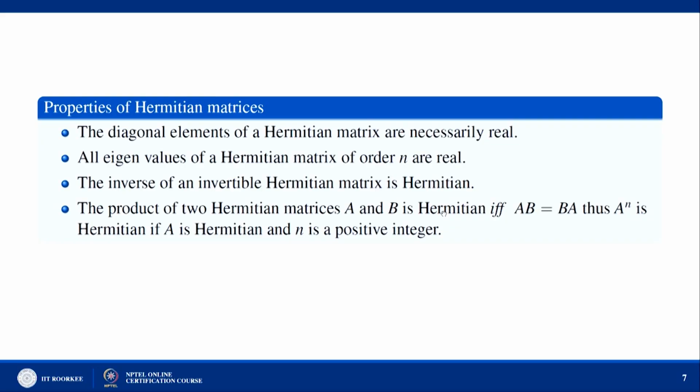Now, the product of two Hermitian matrices A and B is Hermitian if and only if AB is equal to BA, and thus A raised to power n is Hermitian if A is Hermitian and n is a positive integer. So, let us try to prove this. The second proof follows on this. So, the product of two Hermitian matrices is Hermitian; this we have to show if and only if AB equal to BA. So, let us take A and B two Hermitian matrices.